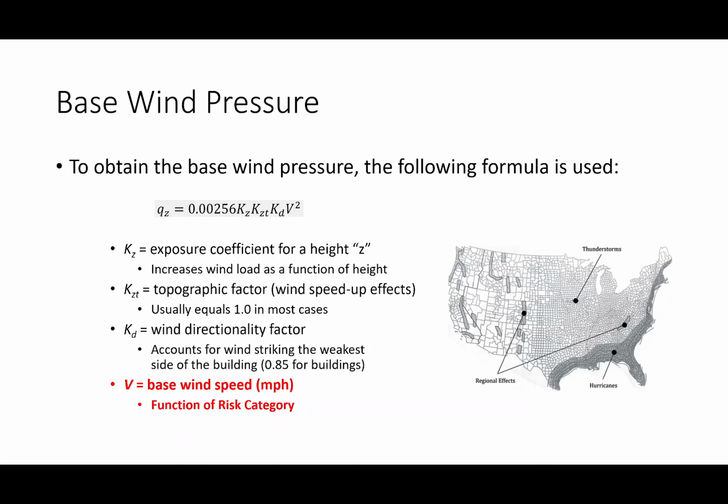KZ is the term that requires a little bit of work, because what this does is it adjusts your wind speed pressure as a function of height. So as the building gets taller and taller, your KZ value is going to increase, and ultimately your wind pressure is going to increase as well. Now your base wind speed is a lookup. That's a function, by the way, of your risk category.